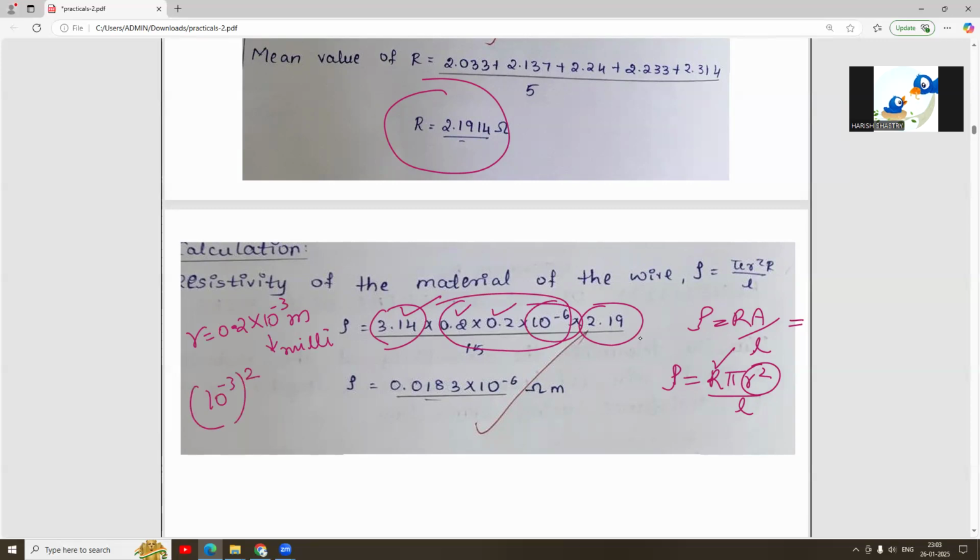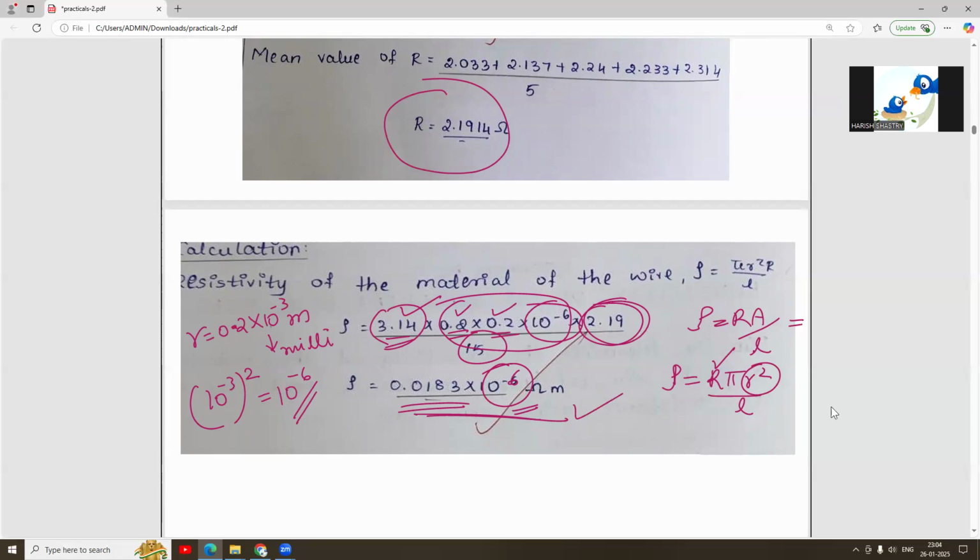x to the power m to the power n is x to the power mn: minus 3 into 2, minus 6. But don't mix it with the numbers. Simply write it at the end. It is micro ohm meter, or simply write it as 10 to the power minus 6. So multiply 3.14, 0.2, that is the radius, and the resistance, whatever you get, divided by 15, that is L. Write the answer in 10 to the power minus 6 ohm meter. Don't try to change this. If you are capable, change this to 10 to the power minus 8 or 10 to the power minus 7. That is left to you. But this is enough. So why do you get minus 6? It is minus 3 millimeter radius square. So that is the answer.